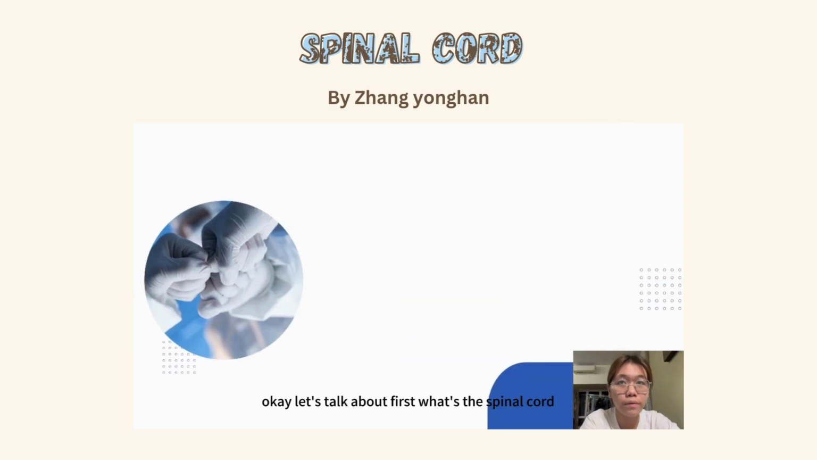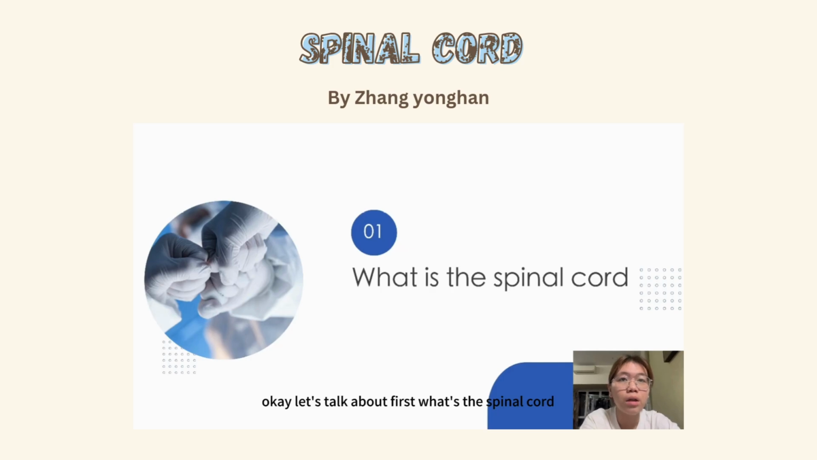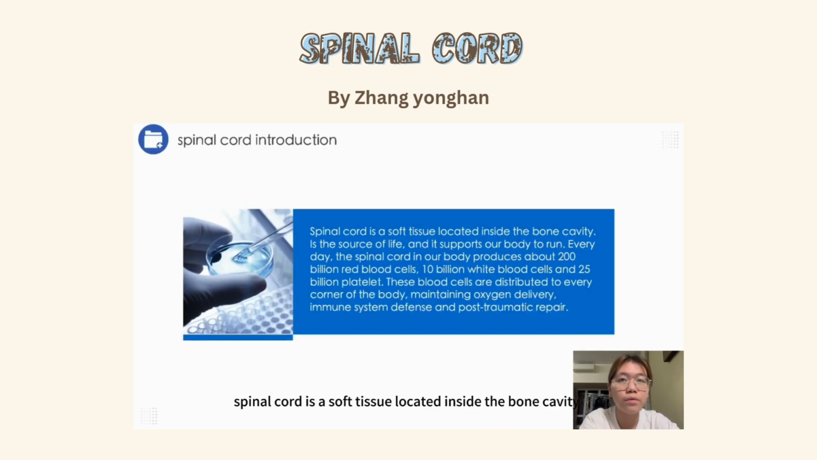Okay, let's talk about the first. What's the spinal cord? Spinal cord is a soft tissue located inside the bone cavity. Spinal cord is the source of life and it supports our body to run. Every day, the spinal cord in our body produces about 200 billion red blood cells, 10 billion white blood cells, and 25 billion platelets.